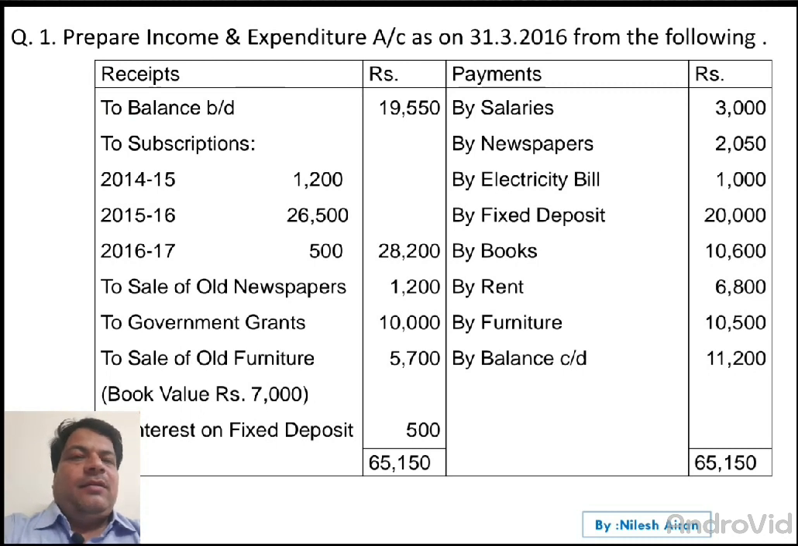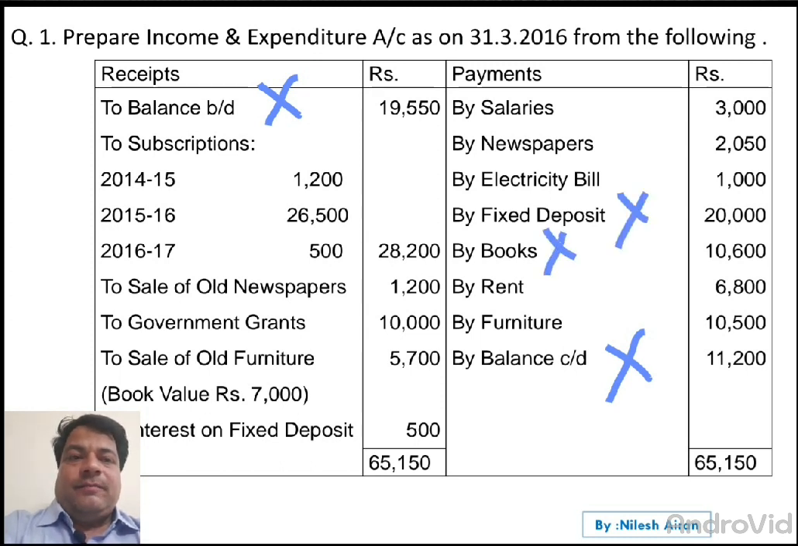While preparing the income and expenditure account, we do not transfer the opening and the closing cash balance to the income and expenditure account. Then all the capital items are also ignored. So fixed deposit, books, furniture will not be transferred to the income and expenditure account. Likewise, government grants cannot be transferred.